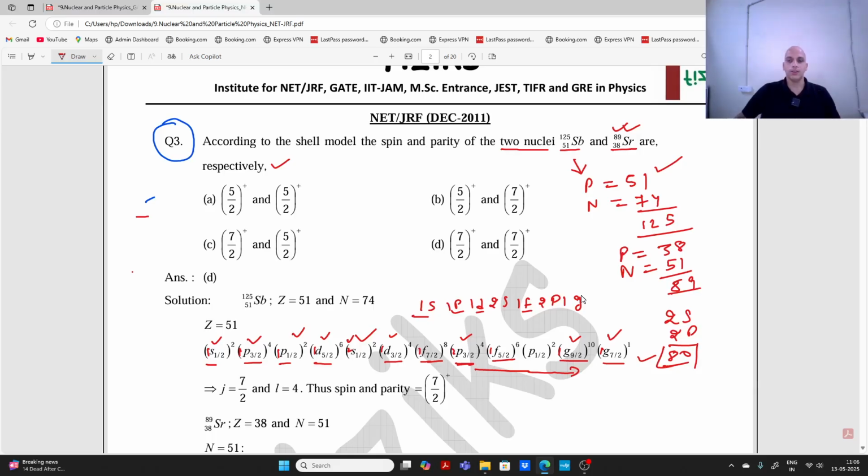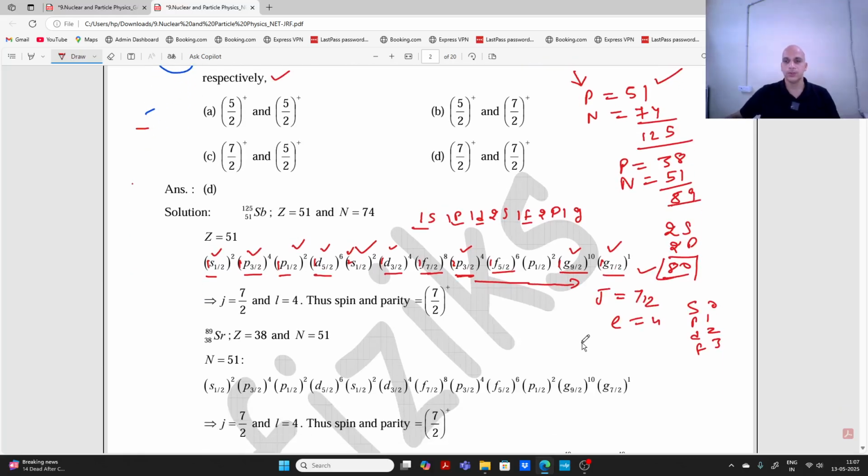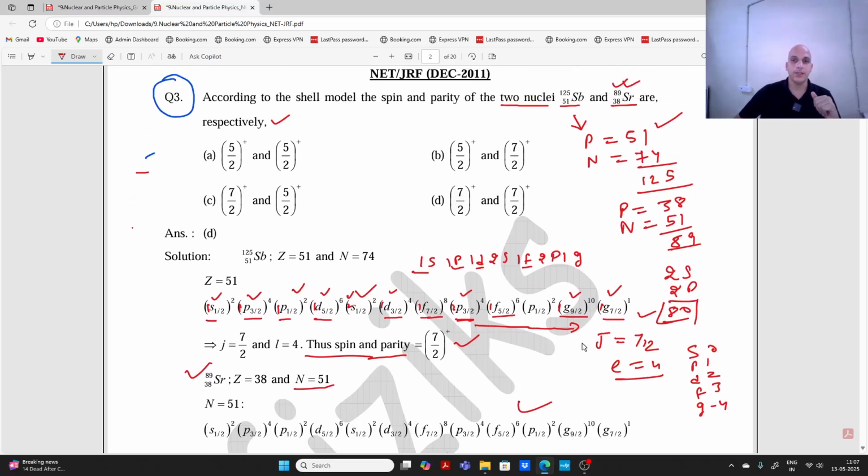So you can see here now the value of j is 7 by 2, and the value of L is equal to 4. S, P, D, F, 0, 1, 2, 3, and then S, P, D, F, G, then 4. So L is 4. So you can see here the spin and parity is 7 by 2 positive. The same will be for this nuclei, because it doesn't matter whether the unpaired nucleon is a proton or neutron. The configuration structure is the same. So again the same spin and parity, and the correct answer is D.